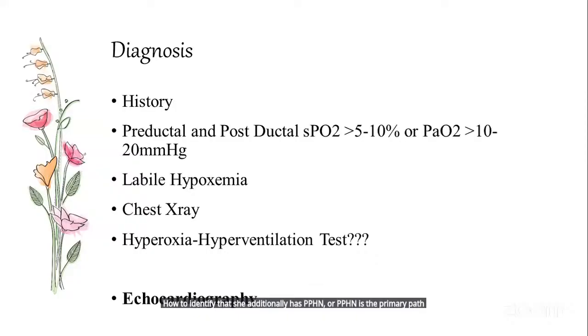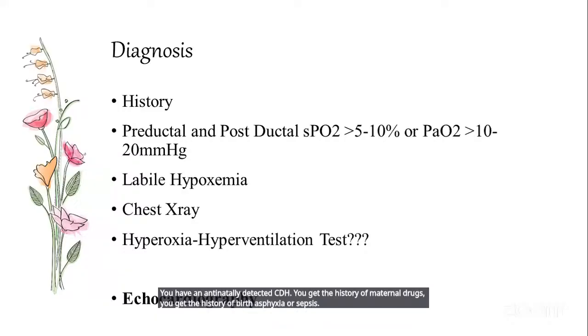So the first important clue comes from the history, where you will get a history of abnormal scans. You have an antenatally detected CDH. You get the history of maternal drugs. You get the history of birth asphyxia or sepsis.